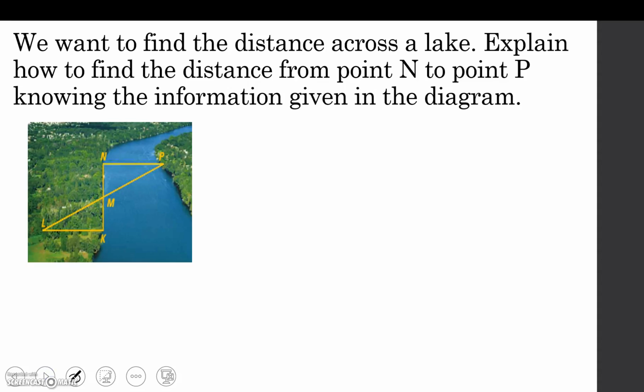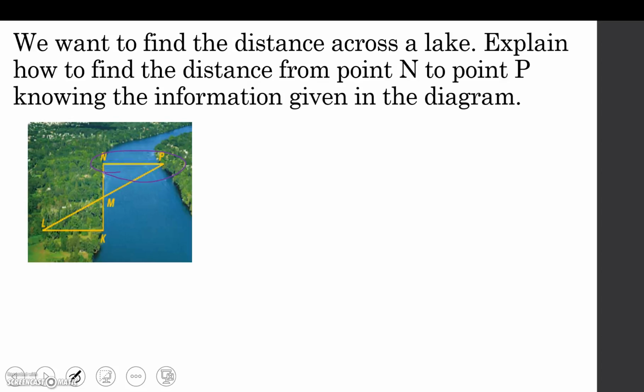Okay, very last thing we want to talk about is that we can use congruent triangles to find things that are kind of impossible for us to do. For example, here you want to find the distance across the lake. It's very similar to the ravine problem that we just showed. Explain how we're going to find the distance from point N to point P, knowing the information given in the diagram. Okay, so our goal here is to figure out, well, what's this length here?